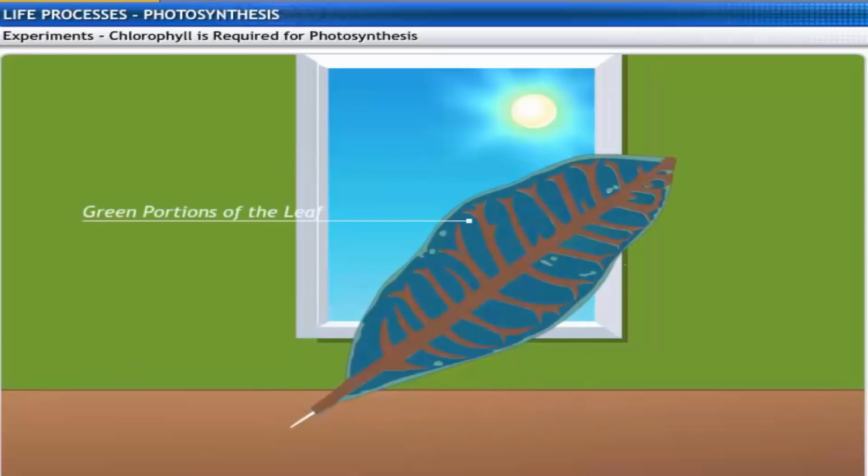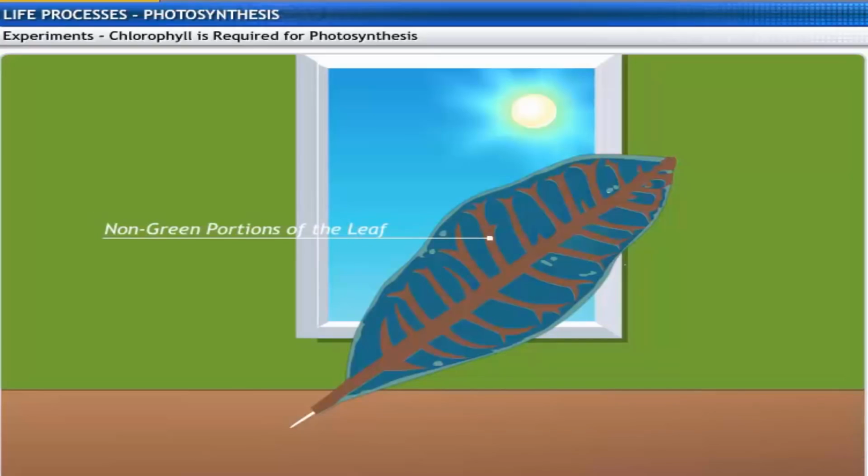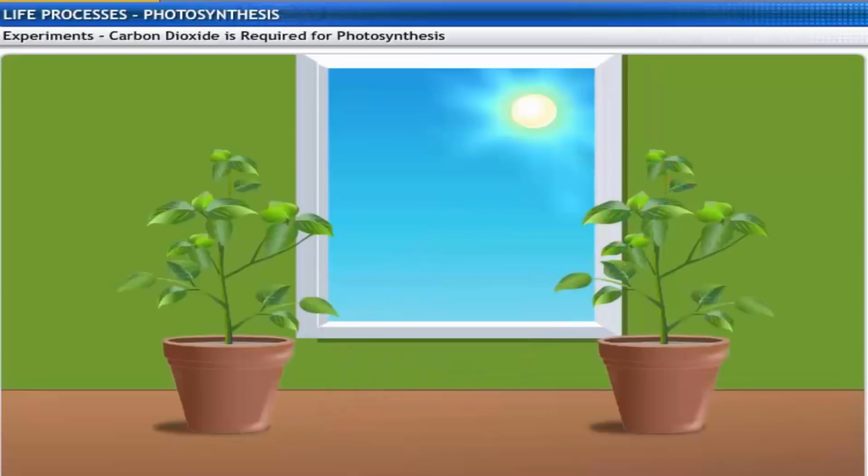The green portions of the leaf turn blue-black, indicating the presence of starch. The non-green portions of the leaf turn brown, indicating that starch has not been formed. Since only the green portions of the leaf turned blue-black, you can infer that chlorophyll is essential for photosynthesis to occur. Let's carry out an experiment to prove that carbon dioxide is vital for photosynthesis.